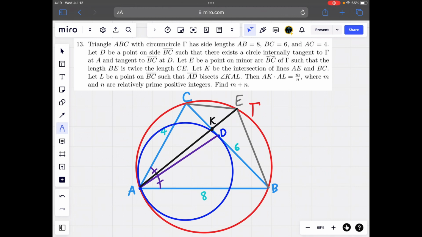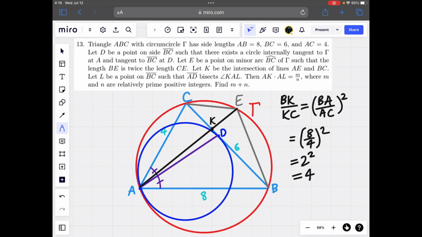One of them is that when we take this diagonal AE and let it intersect BC at K, then AK is known as a symmedian of ABC. It's the reflection of a median over the angle bisector. And BK over KC equals BA over AC, squared. In this case, BA is 8 and AC is 4. So 8 over 4 squared, which is just 2 squared, is equal to 4. So BK over KC is equal to 4, and BC is 6. So we know that BK is equal to 4.8, and CK is equal to 1.2.